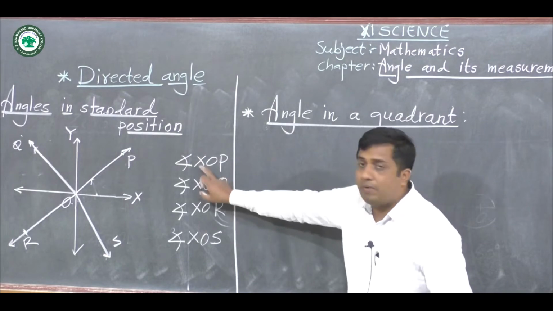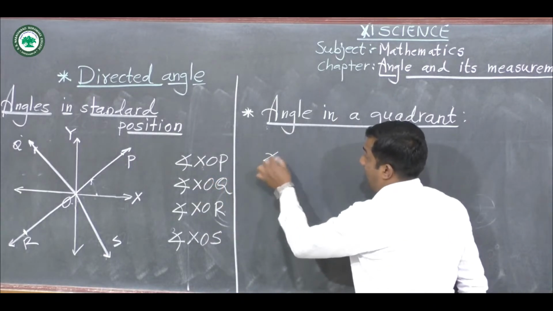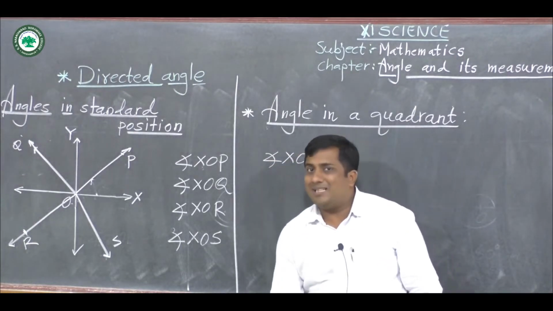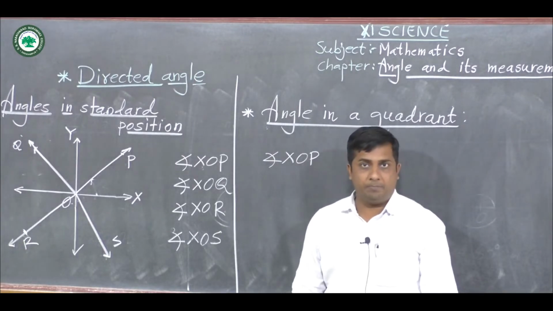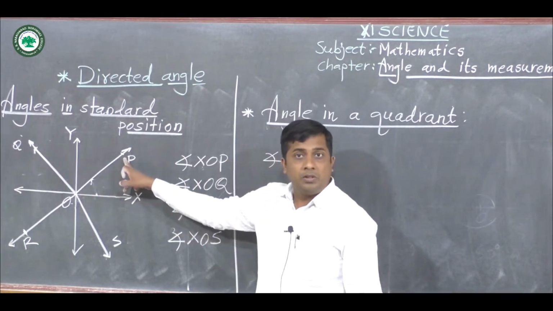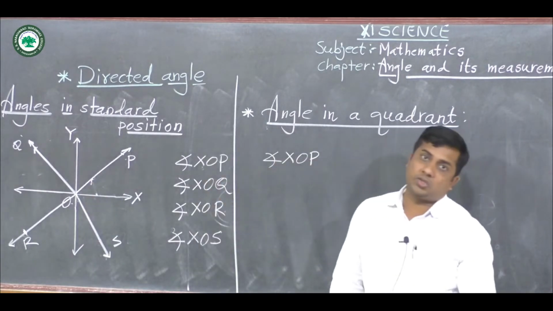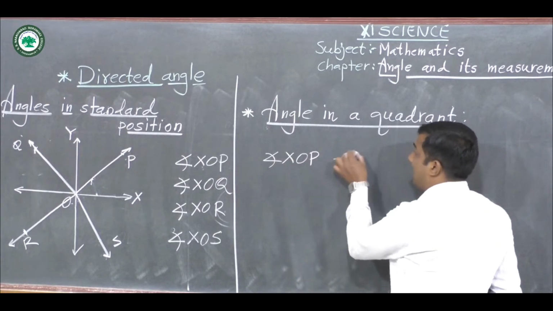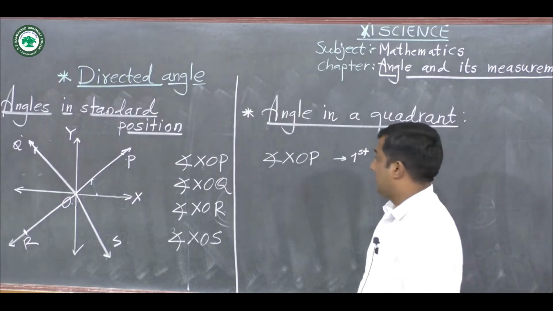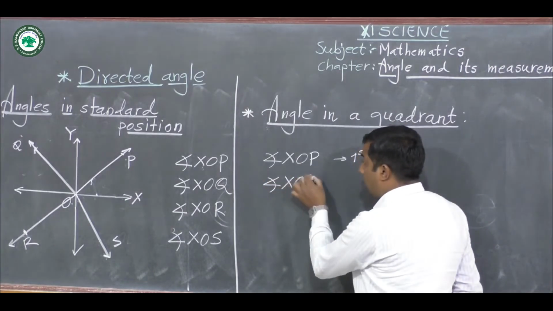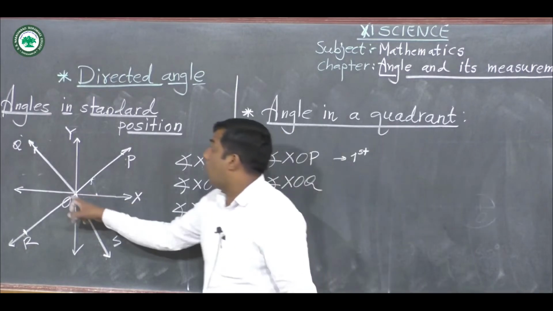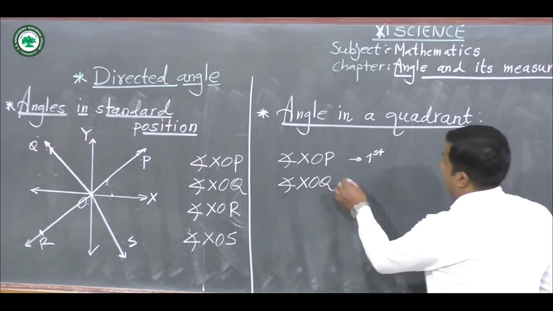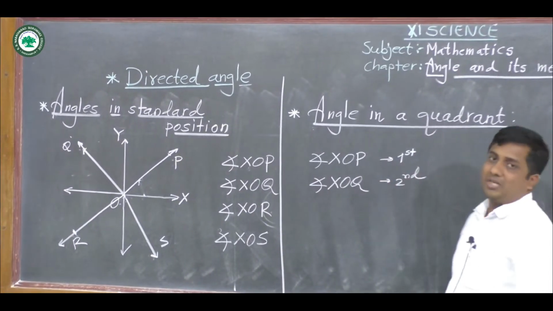So here we consider our first angle, the given angle XOP. We know this angle is in standard position. To define the quadrant, we consider the terminal ray. Here the terminal ray is OP. This ray OP is in the first quadrant, so this angle is also in the first quadrant. Next, the given angle XOQ. Here the terminal ray is OQ. OQ is in the second quadrant, so this angle is also in the second quadrant.